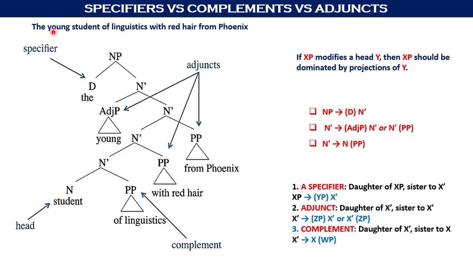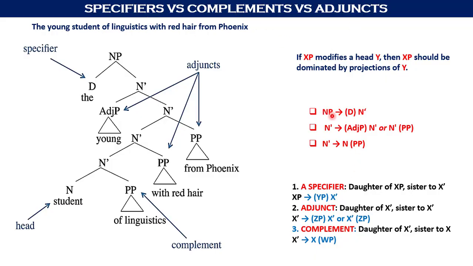Now let us use this example to explain what we are saying. You have this noun phrase and you are asked to draw a tree for it in X-bar: the young student of linguistics with red hair from Phoenix. First of all, the whole of this is a noun phrase, so we have the NP. Now we know these rules of the NP, so we are going to apply them and combine them with the understanding of specifiers, complements, and adjuncts.